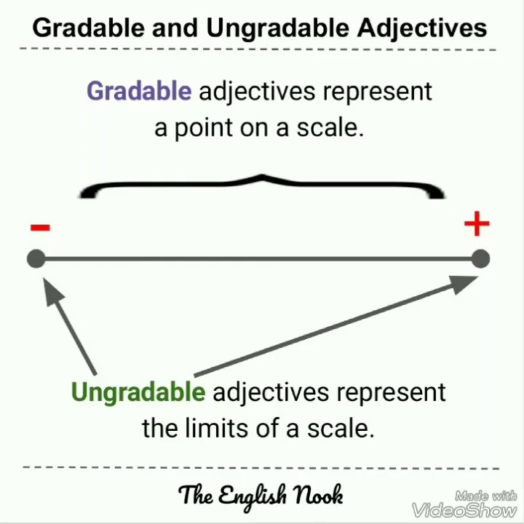Gradable and ungradable adjectives. Well, if you look at a scale from the smallest, such as a negative, to the largest, such as the positive, the ungradable adjectives represent the limits of the scale at each end. And the gradable adjectives are those points that are in the middle of the scale because they are able to be slightly different from each other.